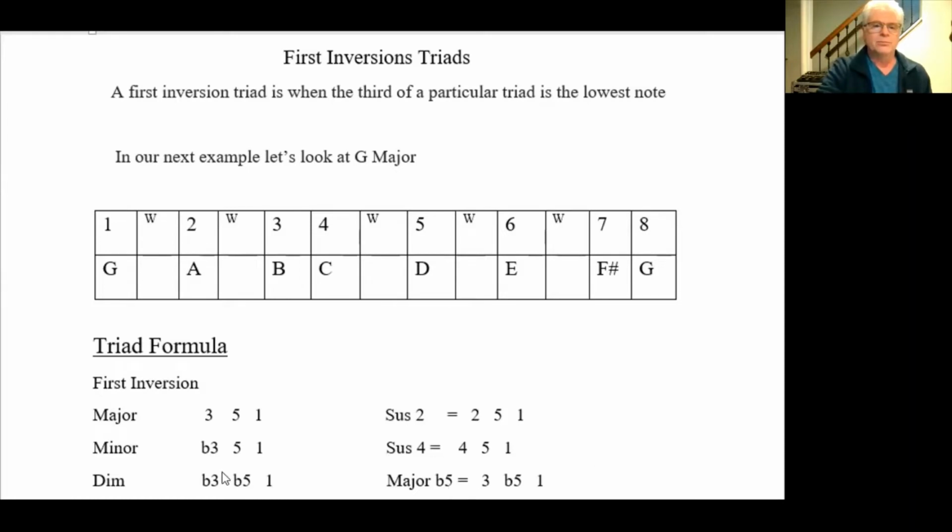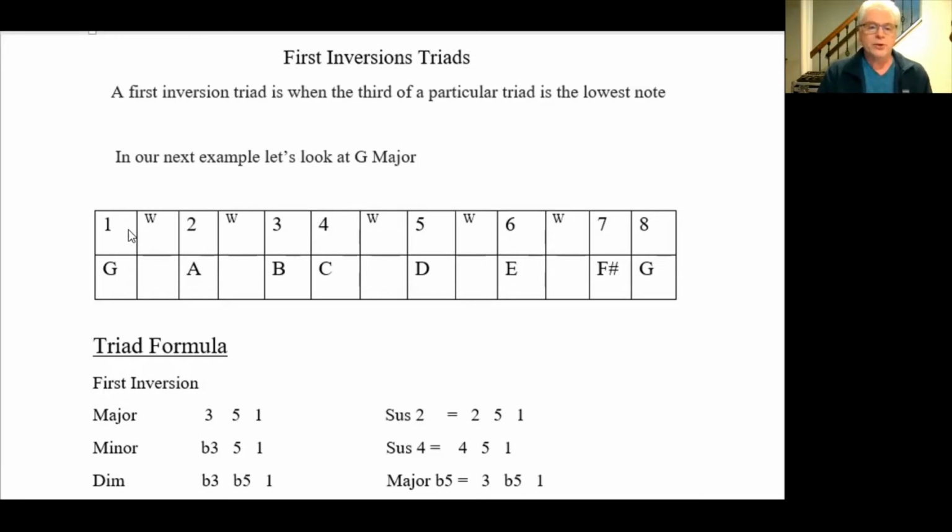In our G major scale, we start with a G, we have a whole step to an A, whole step to a B, half step to a C, a whole step to a D, whole step to an E, another whole step to an F sharp, and a half step to G. So in the key of G major, the notes are G, A, B, C, D, E, F sharp, G. The scale degrees are 1, 2, 3, 4, 5, 6, 7, 8.